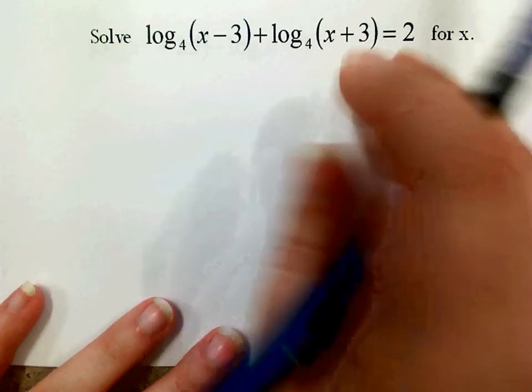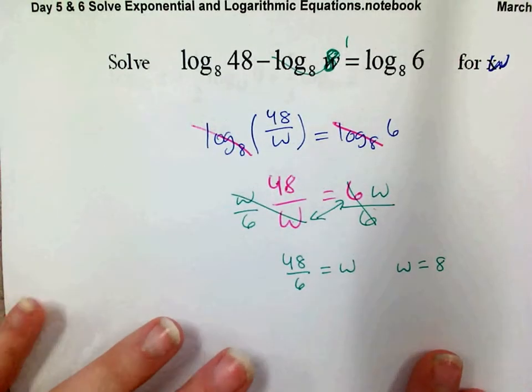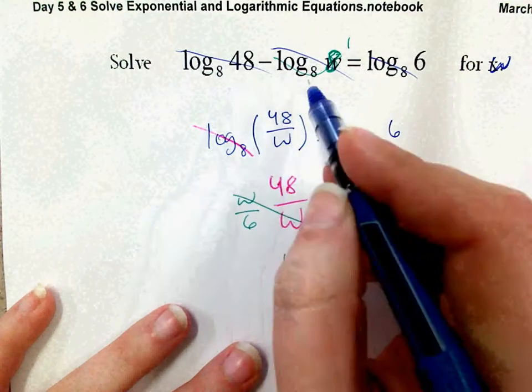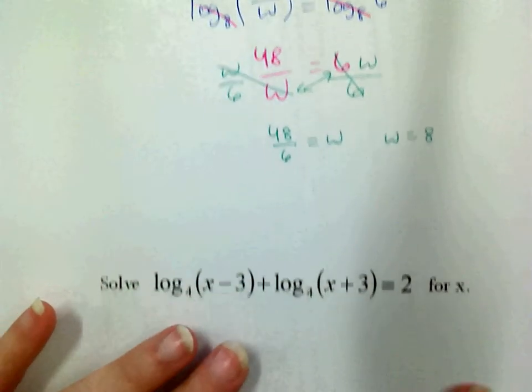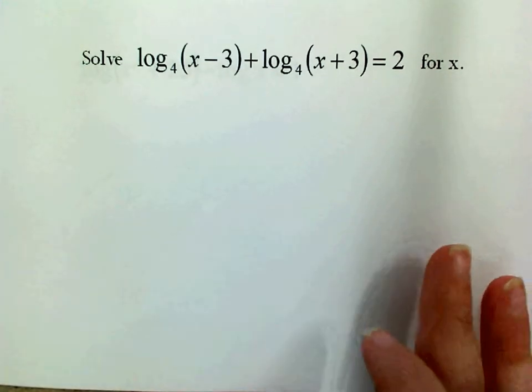No. Right quick, I do want to say something. Sometimes I have people work problems like this, and they're like, oh, there's logs on both sides. Cancel them all out. And just 48 minus w equals 6. Okay. Don't do that. You can't do that unless you have one log equals another log. All right, but I have two logs on this side, and I have a number on this side.